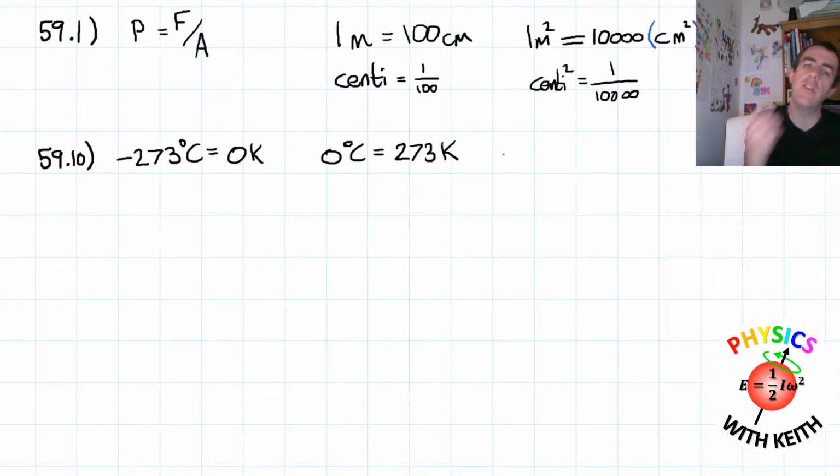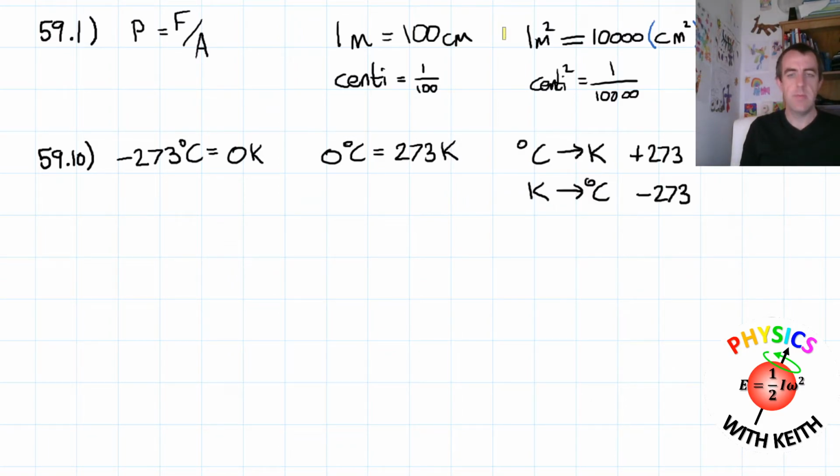59.10 is going to ask you to convert temperatures from degrees Celsius into Kelvin and from Kelvin into degrees Celsius. And the conversion is, as you can see on the screen here. To convert from degrees Celsius to Kelvin, you add 273. To convert from Kelvin to degrees Celsius, you subtract 273. Couldn't be easier.